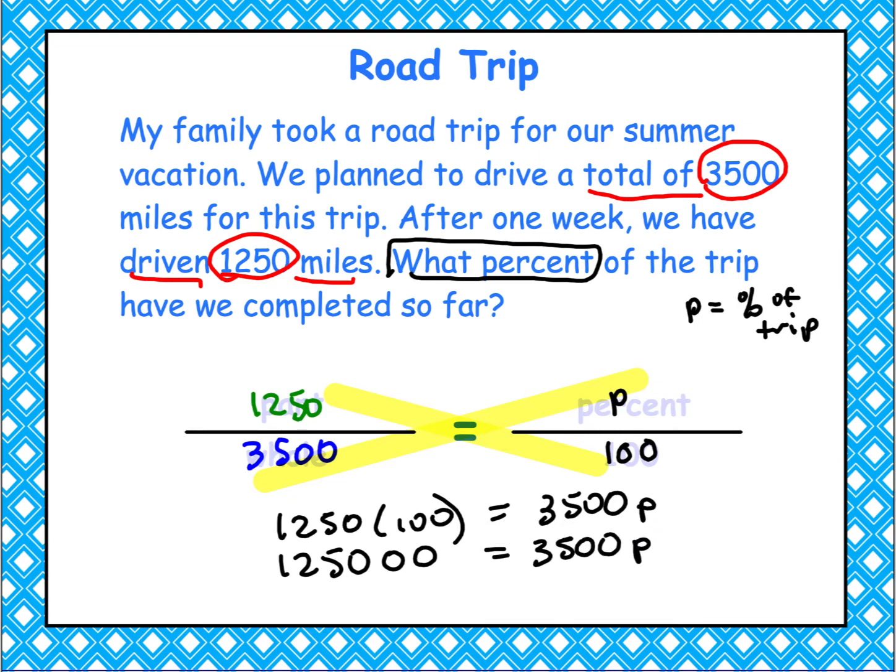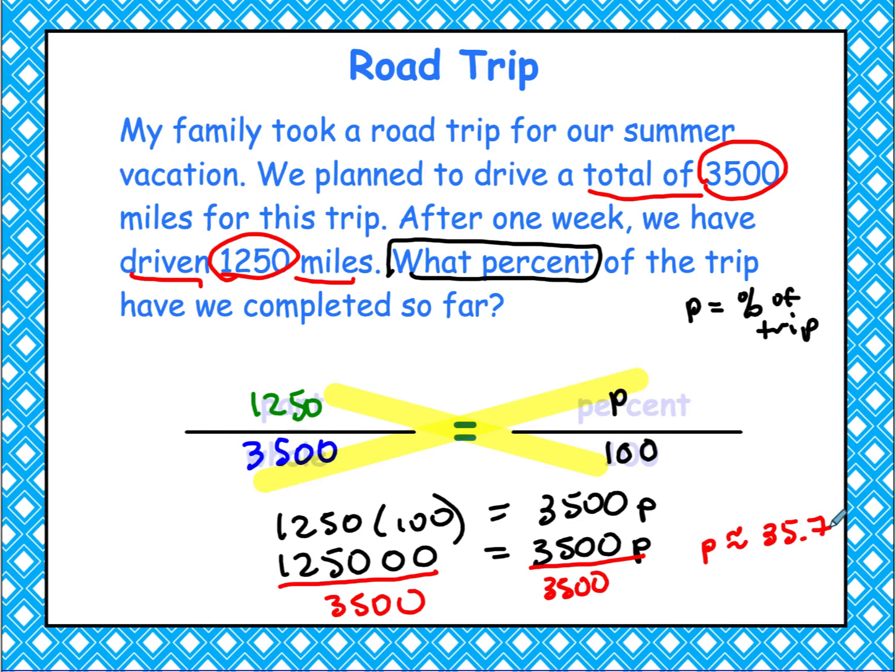And now I'm trying to get P by itself. So I'm going to do the inverse of multiplying by 3,500, which is to divide by 3,500. And I do that to each side of the equation. Then I go ahead and do the arithmetic. So I do 125,000 divided by 3,500, which gives me approximately, we're going to round to the tenths here, P is approximately 35 7/10.